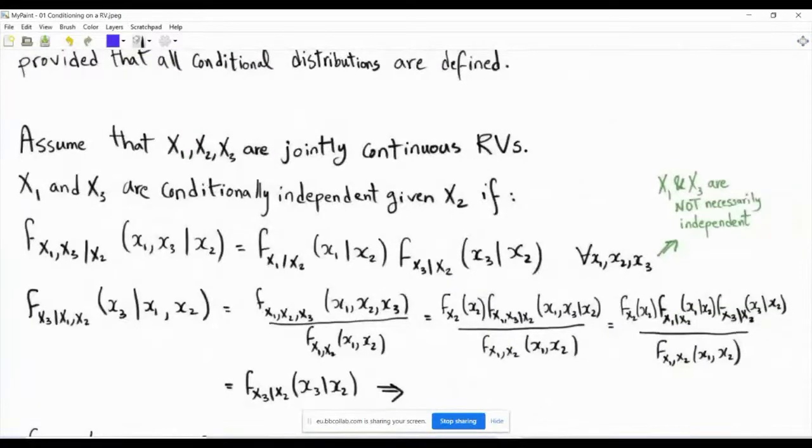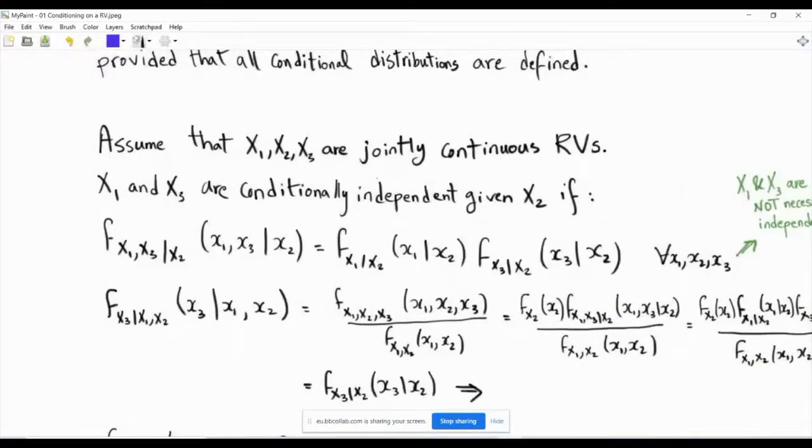Okay, then suppose that you have three random variables, x1, x2, x3. They are jointly absolutely continuous, and now they can be conditionally independent. Okay, so we know the notion of independence. So, conditional independence of x1 and x3 given x2. I'm not saying that x1 and x3 are independent. I'm saying that they are conditionally independent given x2.